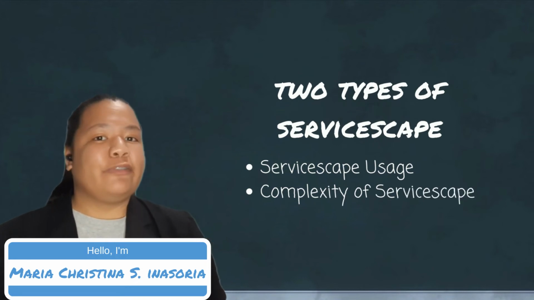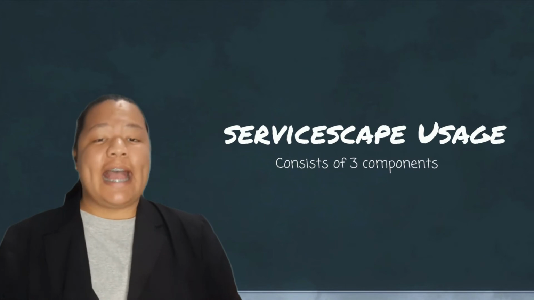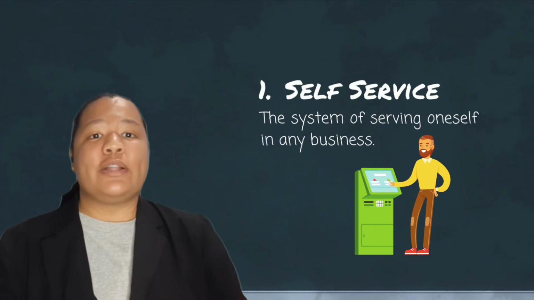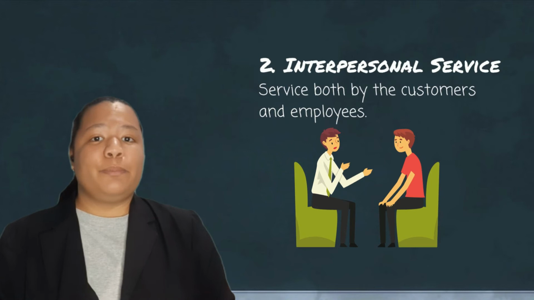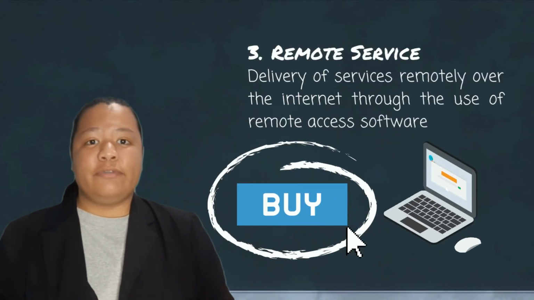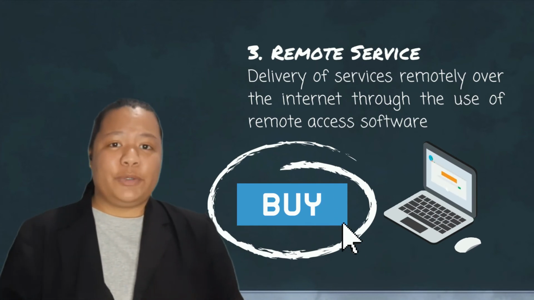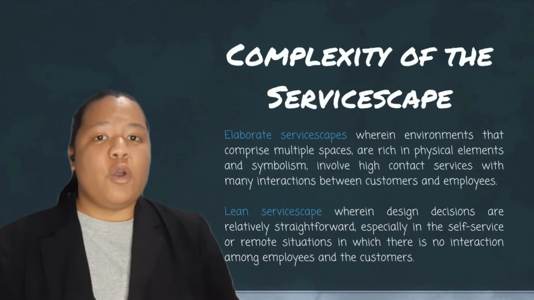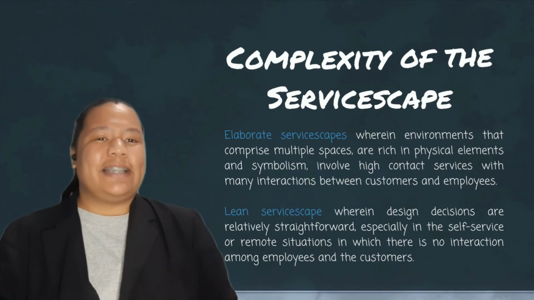Generally, there are two types of Servicescapes. The first type is the Servicescape usage, which consists of three aspects. First, self-service refers to the system of serving oneself in any business. Second, interpersonal service includes service by both the customer and employees. And third, remote service means the delivery of service remotely over the internet through the use of remote access software. The next type is the complexity of the Servicescape, which consists of two aspects, the elaborate Servicescapes and the lean Servicescapes.